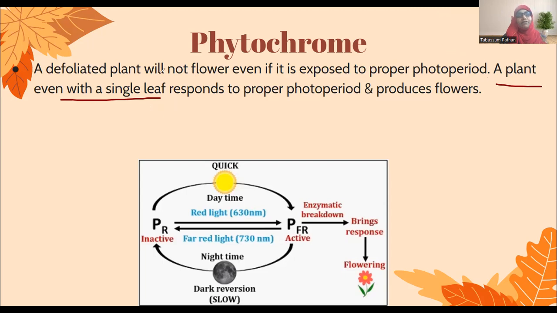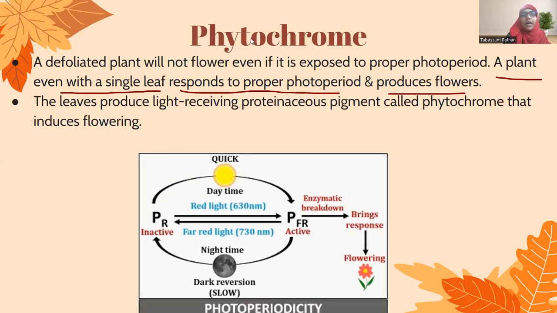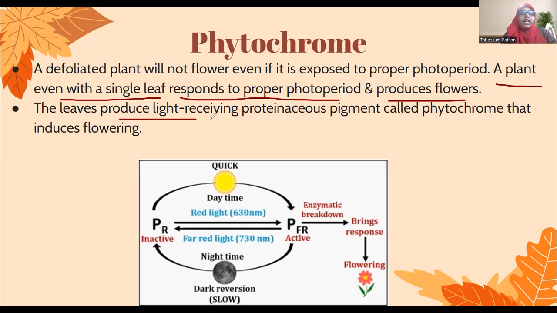if it has only one leaf on its whole trunk, then it will respond to proper photoperiod, whatever light or dark period you are exposing it to, and it will produce flowers. Why? Because this leaf has a pigment in it. The leaves produce a light receiving proteinaceous pigment.